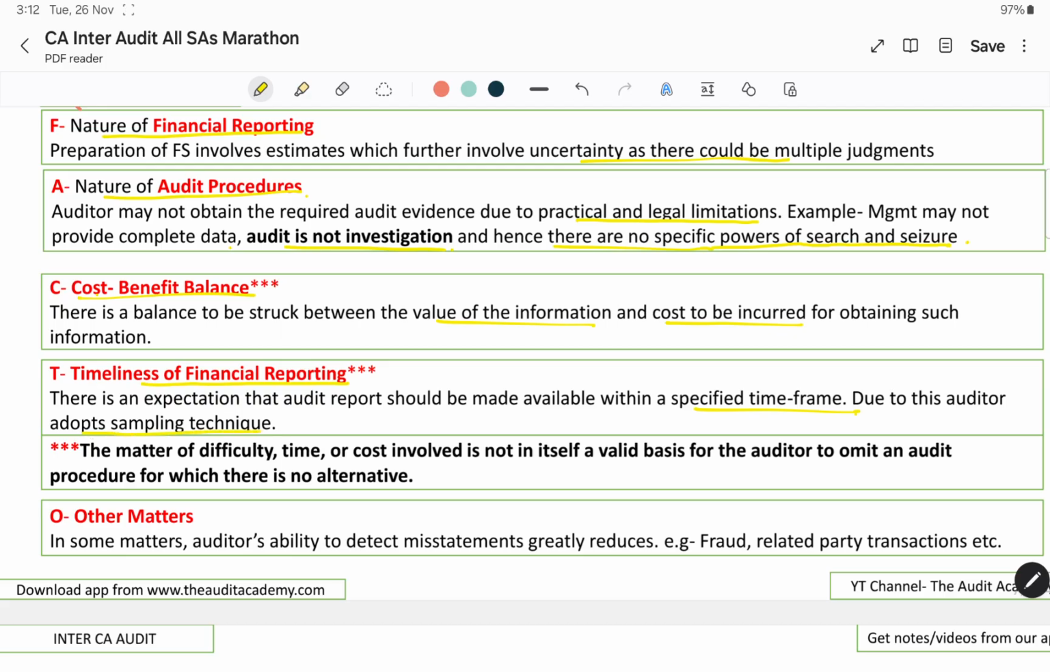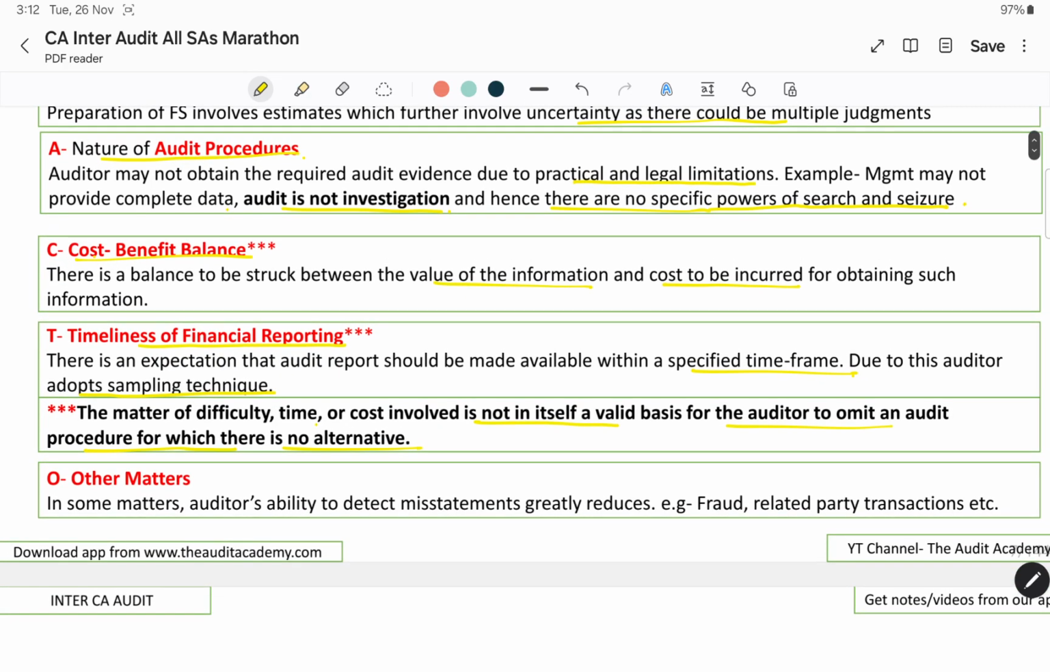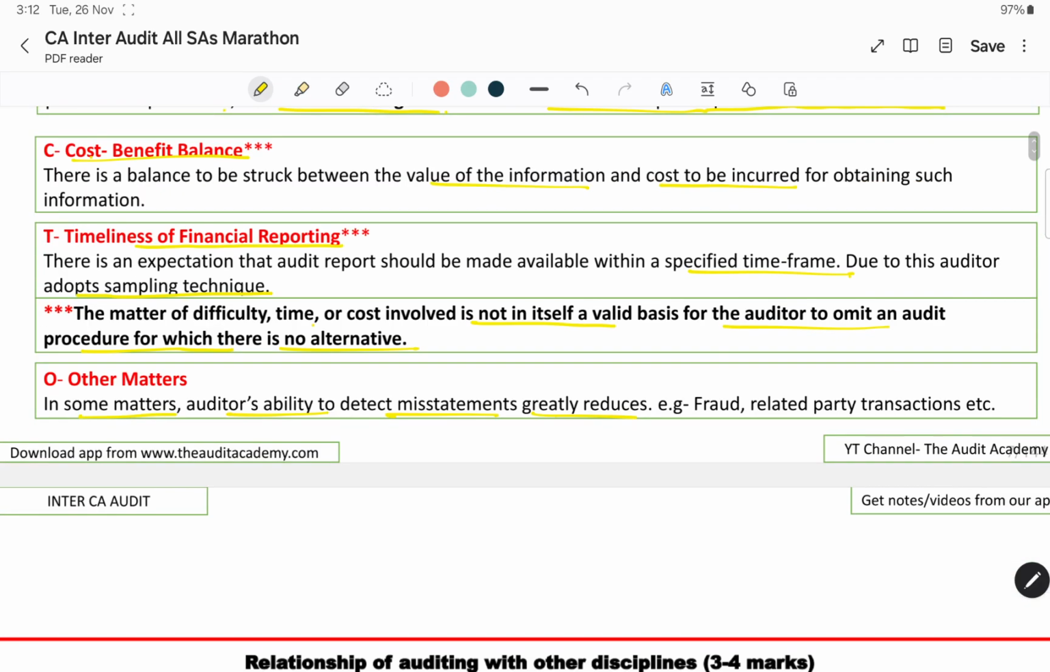Due to this, auditor adopts a sampling technique, and he cannot go into so much of depth to verify and to check each and every transaction of the company. That would not be possible within the specified time frame. The matter of the difficulty, time or cost involved is not itself a valid basis for the auditor to omit an audit procedure for which there is no alternative. And from all other matters, in some matters auditor's ability to detect the misstatement is greatly reduced, for example fraud, related party transactions, etc.